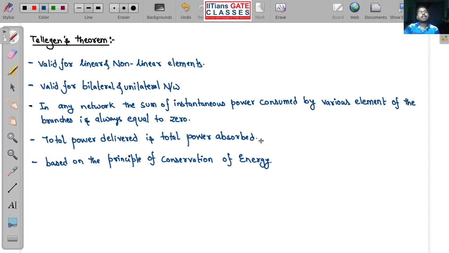So what does Tellegen's theorem state? First let me tell you, it is valid for linear and non-linear networks, bilateral and unilateral networks, and lumped networks. Lumped network means what?